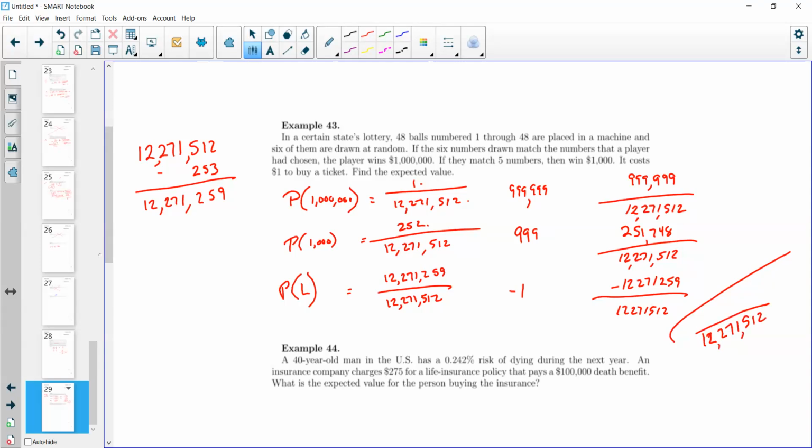And our numerator is 999,999 plus 251,748. And remember, the last one is negative, minus 12,271,259. And I get negative 11,019,512. Then do my division. 12,271,512. And I get roughly 90 cents. Oops.